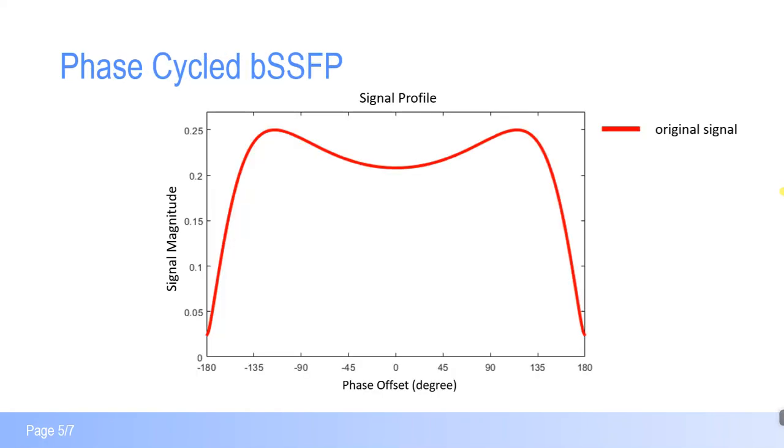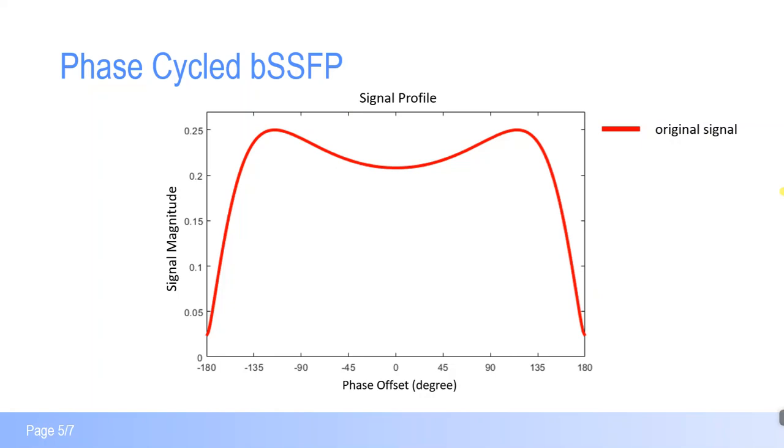To eliminate the banding artifact, people propose phase cycled balanced SSFP, which means that at each TR, the phase of the RF pulse is incremented with a constant value. I will demonstrate what is changing by phase cycling with a simple example.